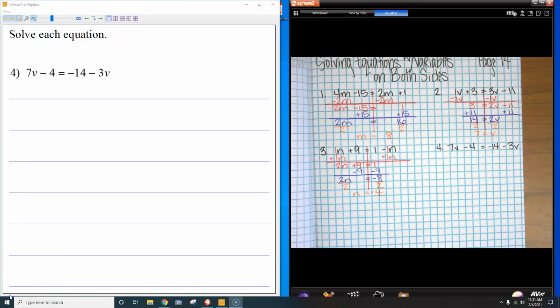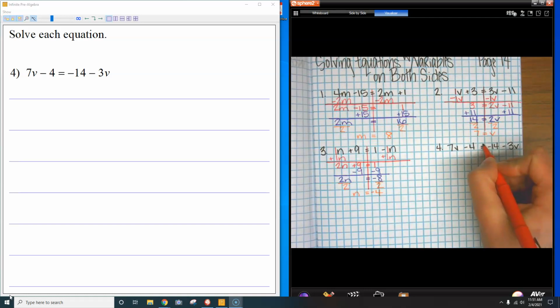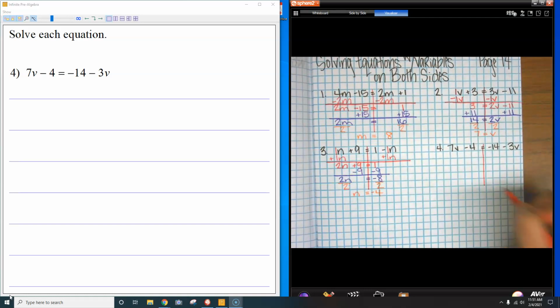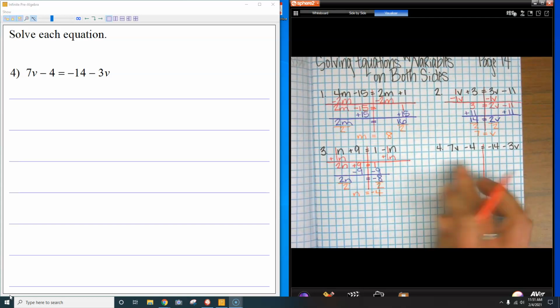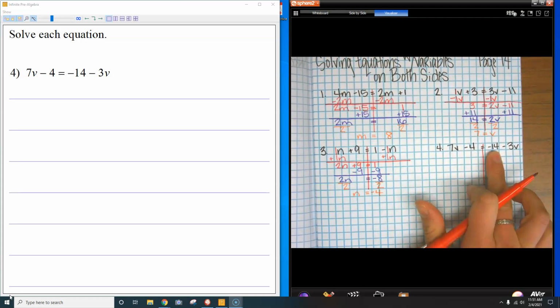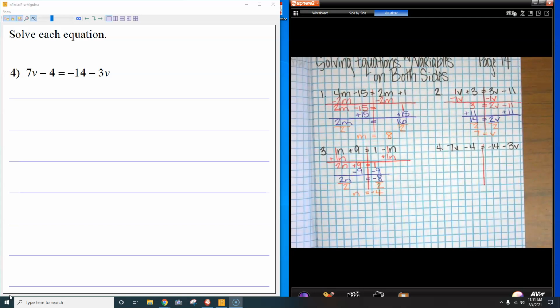All right, number 4 is 7b minus 4 equals negative 14 minus 3b. So I'm going to draw my line to separate my two sides. I have b's on opposite sides and numbers on opposite sides, so I need to have my b's on one side and my numbers on the other. I can get rid of the 7b by subtracting 7b from both sides, or I can get rid of the negative 3b by adding 3b to both sides.